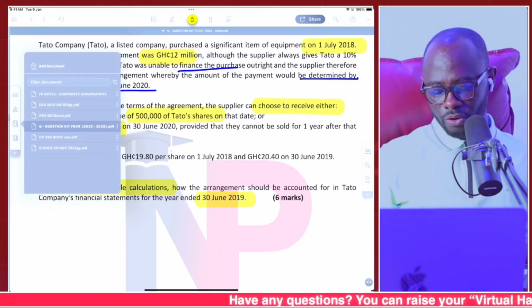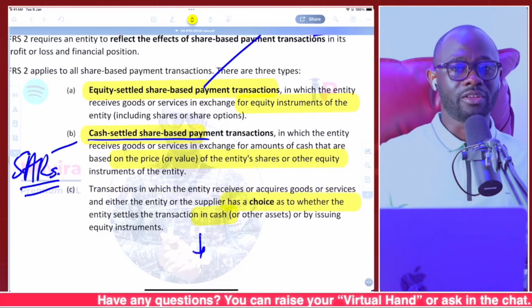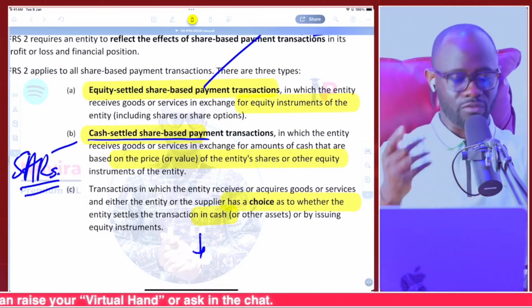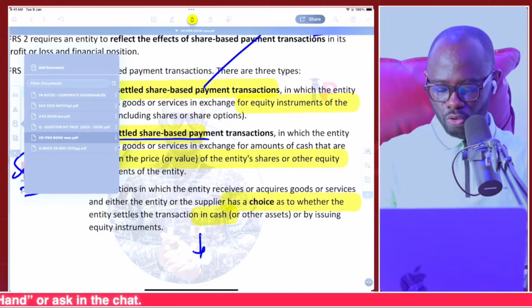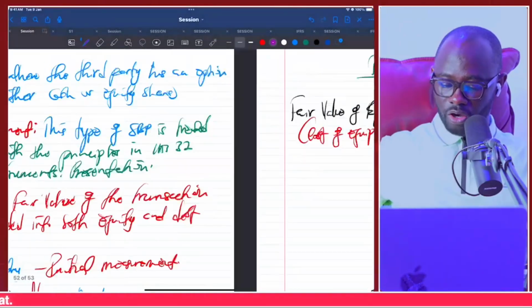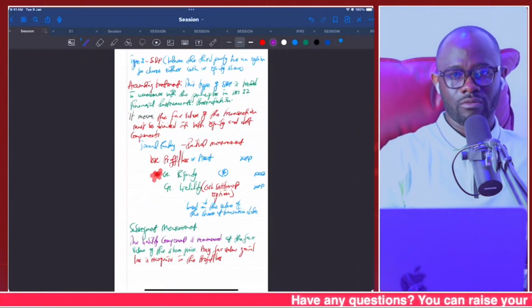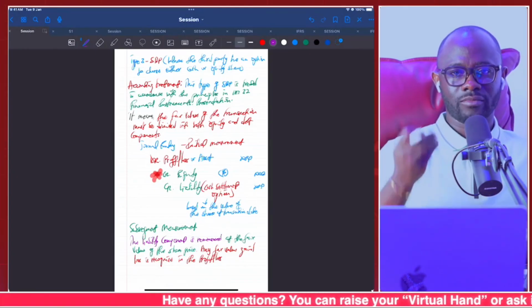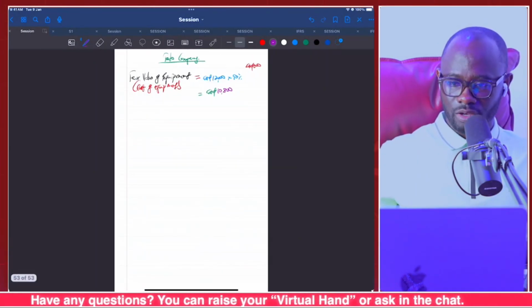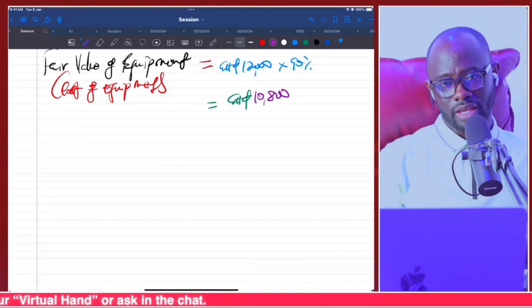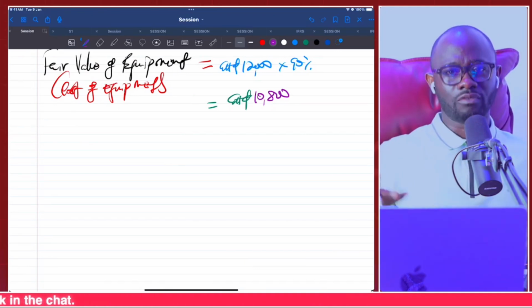So now we know we are dealing with type 3 share-based payment. The supplier has an option to choose either of the two. So quickly, who do we call on? We call on IAS 32, financial instrument presentation, compound financial instrument. We have to split the 10,800 between equity and debt. So let's follow the principles.